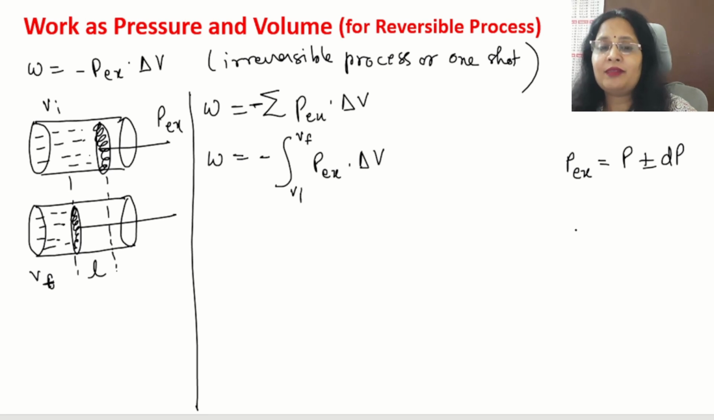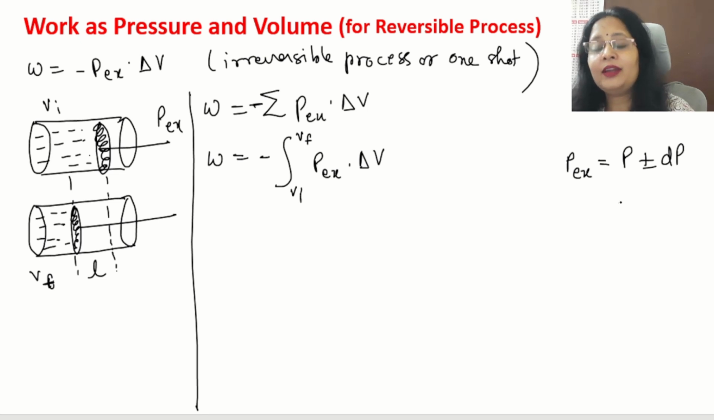If the inside pressure is more, then the piston is moving outward, expansion will be there. If the external pressure is more, then the piston moves inward and compression will be there. So the difference plus the internal pressure is equal to the external pressure.